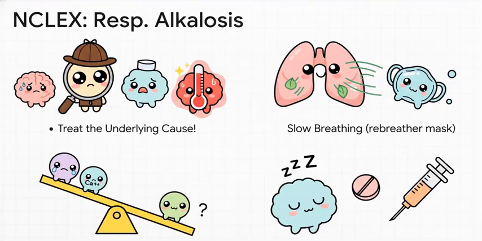So for this patient, what's our priority? We have to treat the reason they're hyperventilating. If it's pain, manage the pain. If it's anxiety, help them calm down. We're going to encourage them to slow their breathing, maybe with a rebreather mask to help them rebreathe some of that CO2. And just like acidosis had its electrolyte buddy, so does alkalosis. Here, you need to watch for low potassium and low calcium, hypokalemia and hypocalcemia.